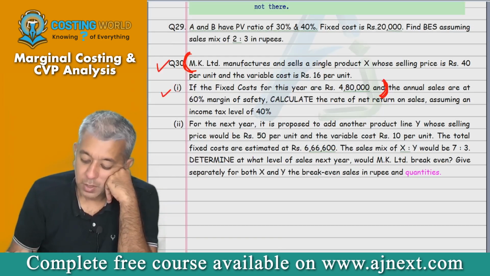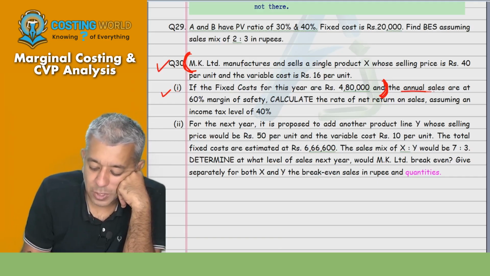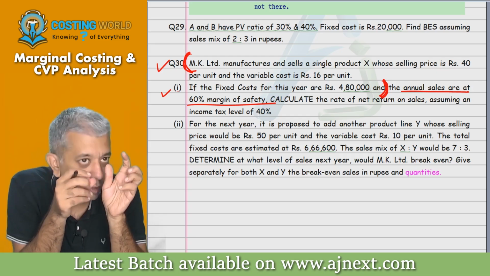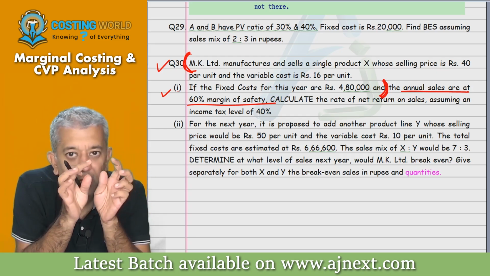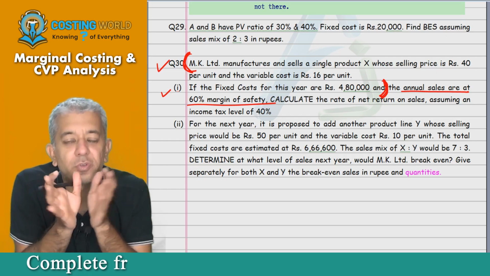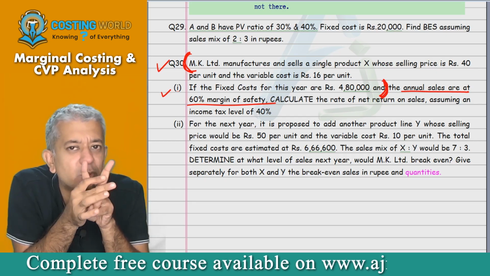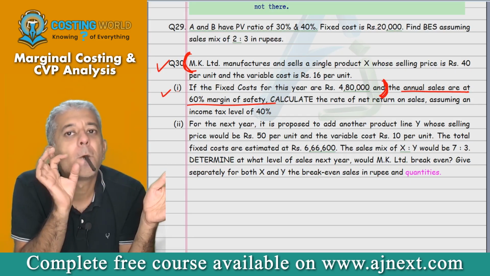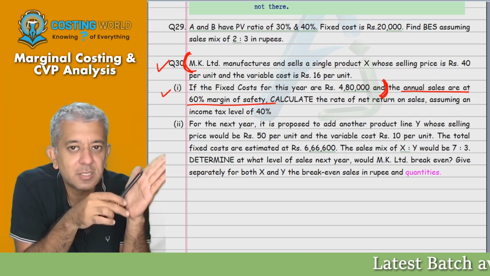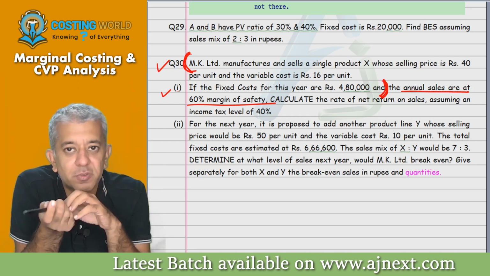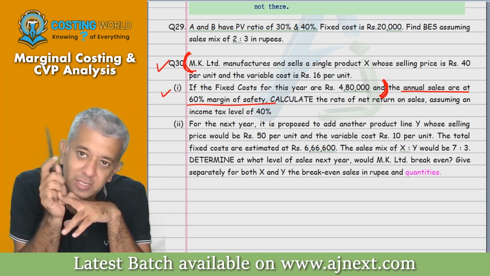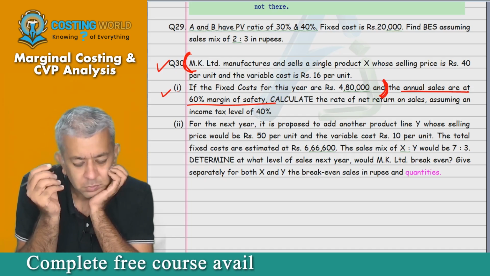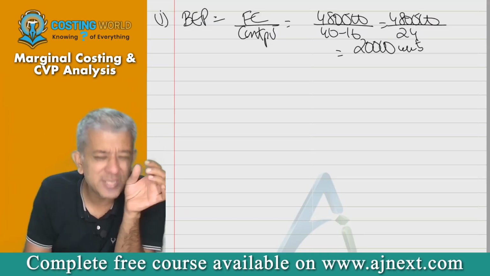Now see, what those guys are saying: annual sales are at 60% margin of safety, meaning 60% of total sales is margin of safety. Can we say sales actually has two parts? The first part of sales is called break-even sales. The second part of sales is called margin of safety. If margin of safety is 60% of sales, break-even point will be 40% of sales, no? Yes. Okay.